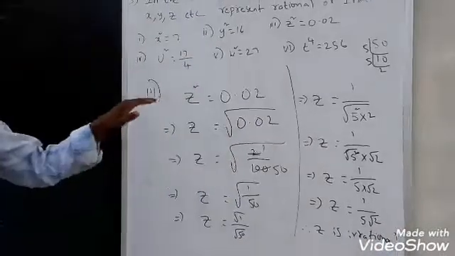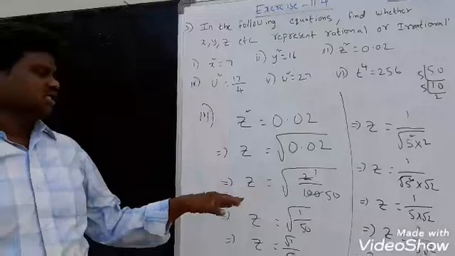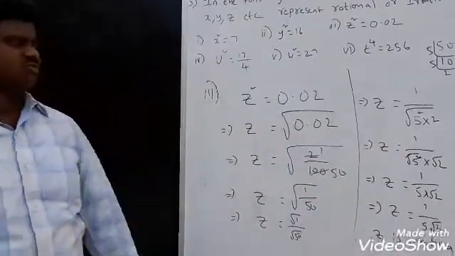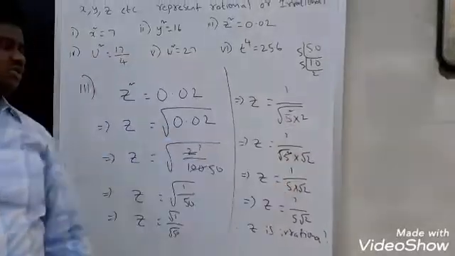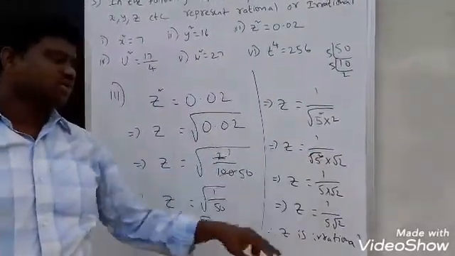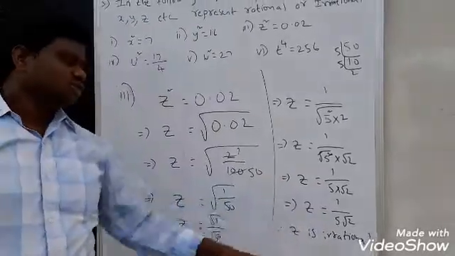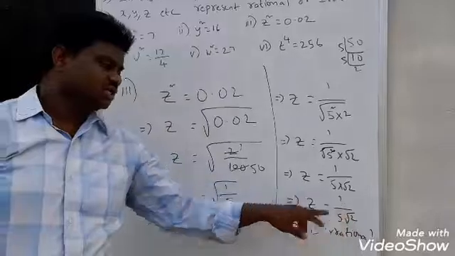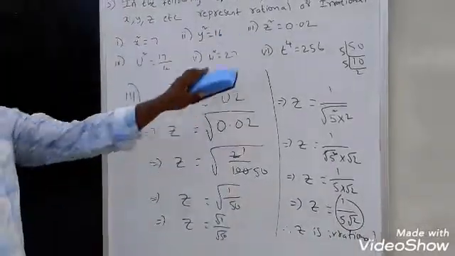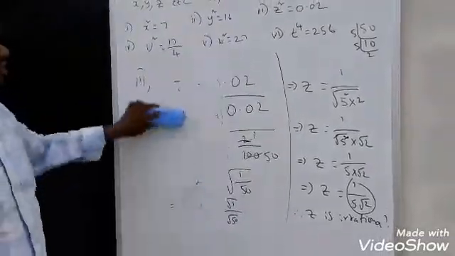So z square equal to 0.02 means z is equal to root of 0.02, which implies z is 2 by 100. If you do cancellation, the prime factorization of 50 is 5 square into 2. That can be written as root 5 square into root 2. Root and square cancel, and you get z equal to 1 by 5 root 2. Root 2 is irrational, so this is also an irrational number. Hence z is an irrational number. If you want to go to the fourth problem, what is the fourth problem they give here?